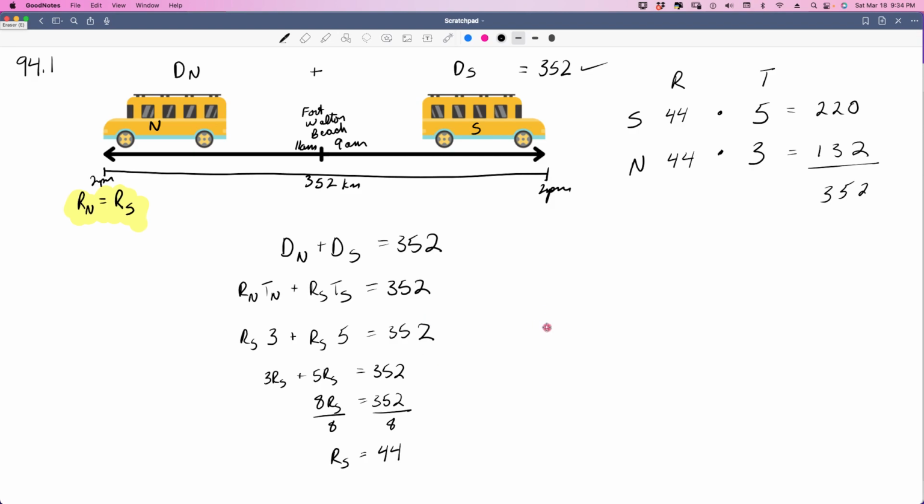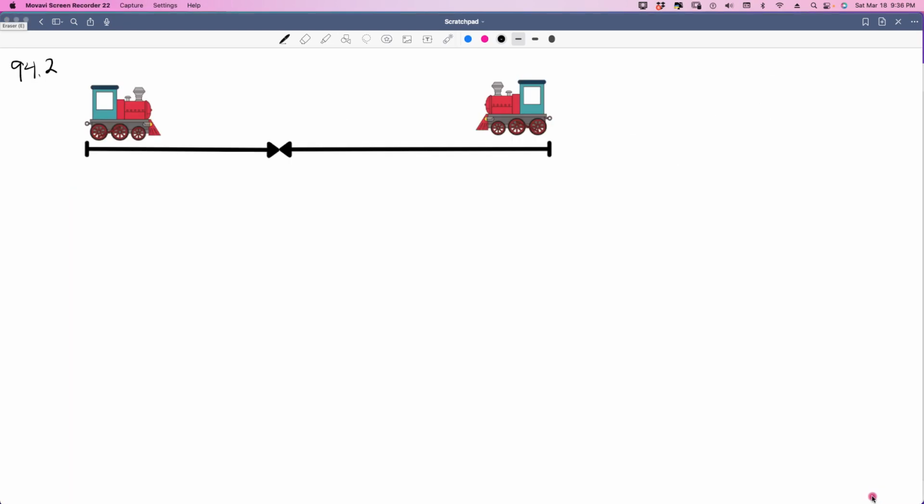All right, let's try another one. All right, so here we have 94.2, and we're going to talk about trains this time. So we have a train that starts from Toledo. Let's say that this is the Toledo train. We'll put a little T right here in his window. And the Toledo train starts at 11 a.m. and he's going to head towards Mackinac. That's where he's going. All right, this is our Mackinac train.